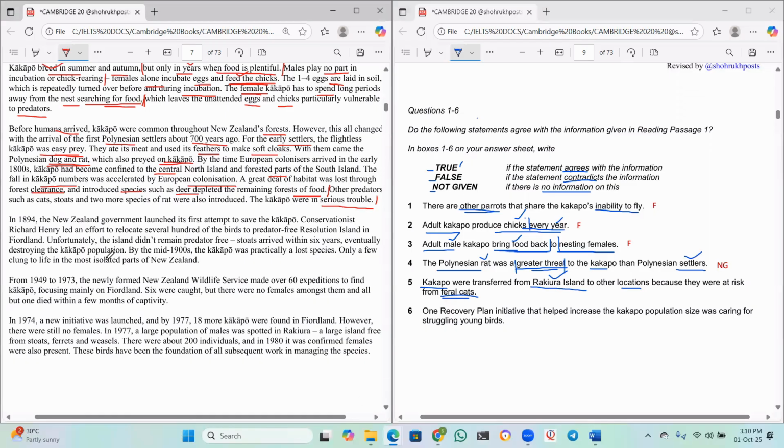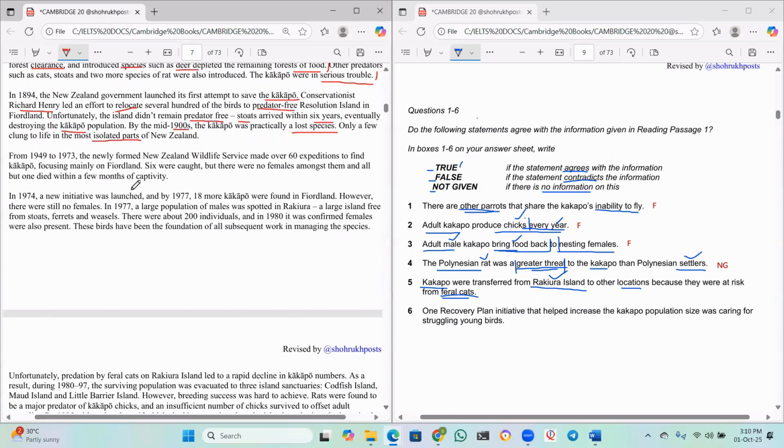Okay. Now, in 1894, the New Zealand government launched its first attempt to save the kakapo. Conservationist Richard Henry led an effort to relocate several hundred of the birds to predator-free Resolution Island in Fiordland. Unfortunately, the island didn't remain predator-free. Stoats arrived within 6 years, eventually destroying the kakapo population. By the mid 1900s, the kakapo was practically a lost species. Only a few clung to life in the most isolated parts of New Zealand.